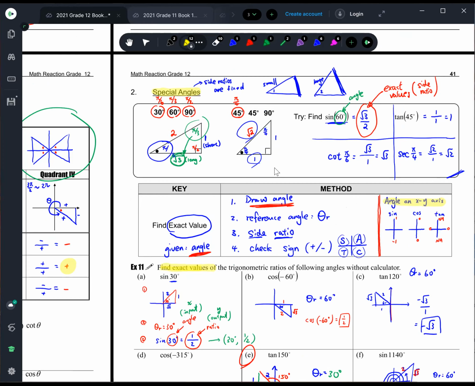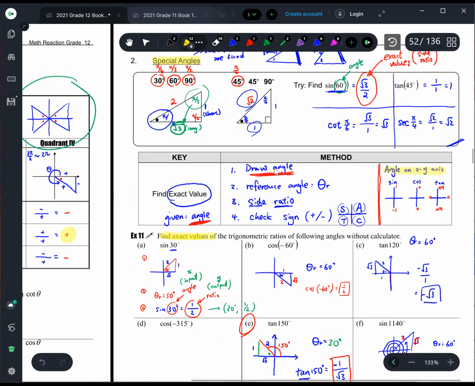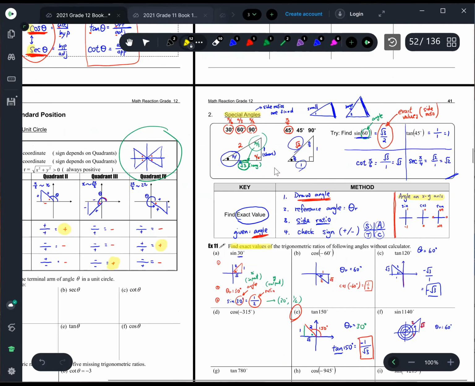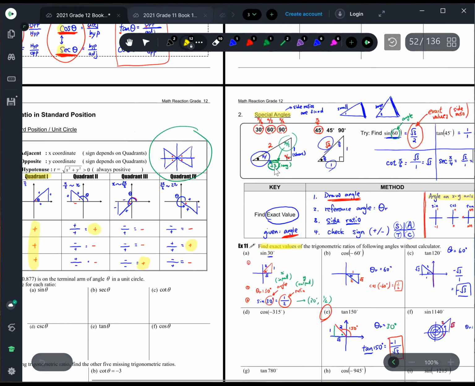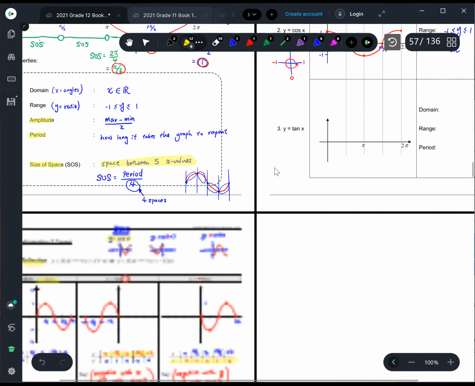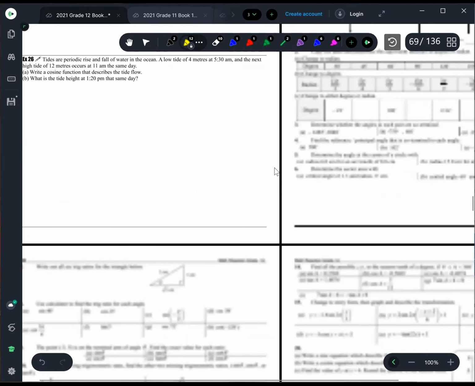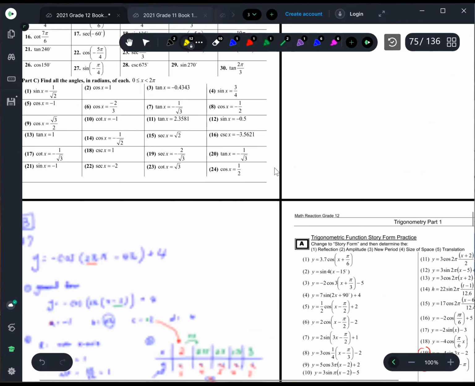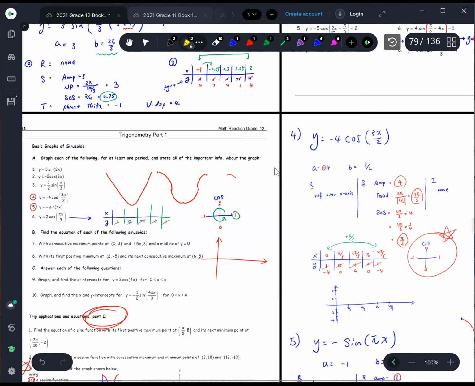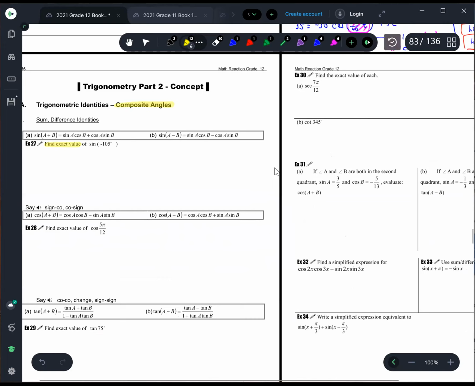So step 3, get the side ratios. And then make sure you check whether it's positive or negative. All Students Take Calculus, ASTC. So step 1, draw the angle and get the reference angle. So let's try that and see what happens. Let's see how far we've come.